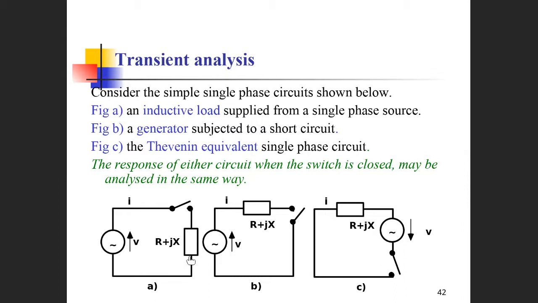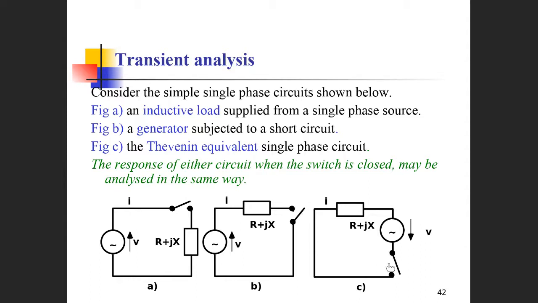Inductive load means we have the resistance plus the reactance. It's supplied from a single phase source with a voltage V and normally a current I. In the second case, we have a generator which has an internal resistance, R plus jX. The terminal has usually been supplied to a load, but by accident a short circuit occurred here. We use the switch here to represent the short circuit occurrence.